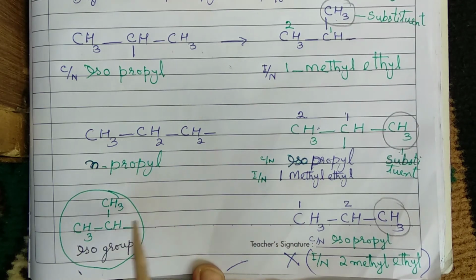One more thing I would like to share with you, that the iso group is here. CH3, CH3. This is called the iso group. It's very important to remember.